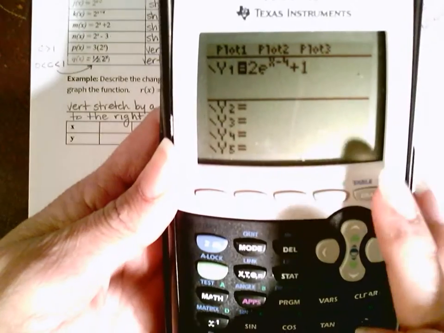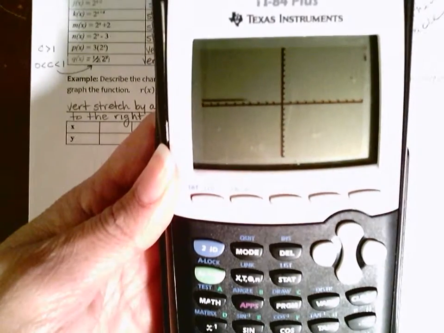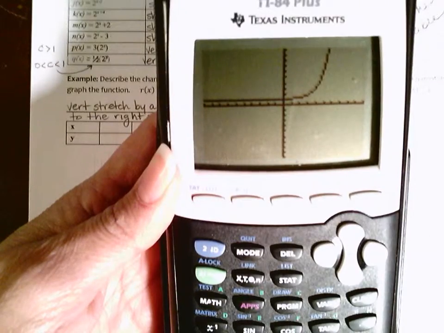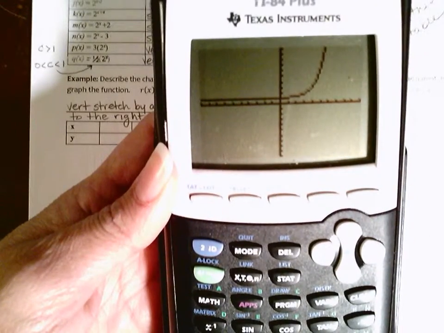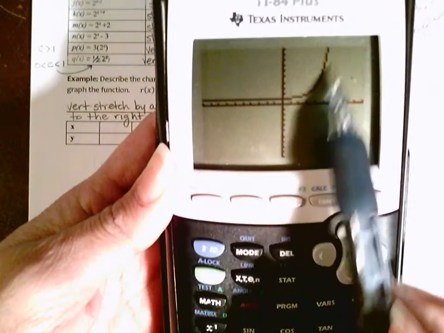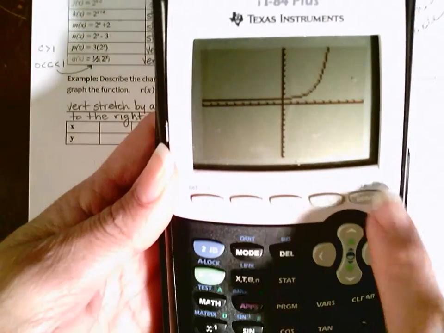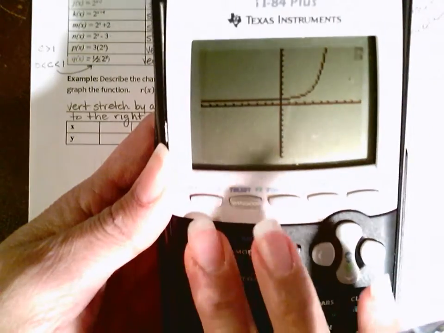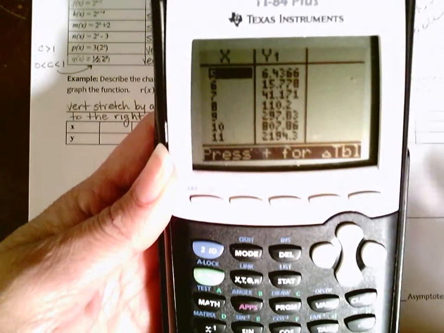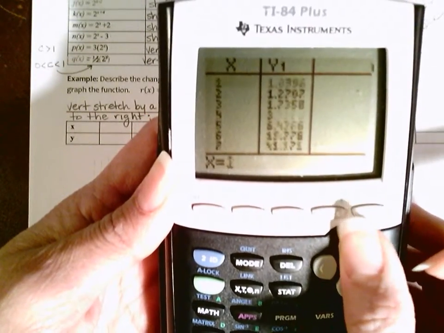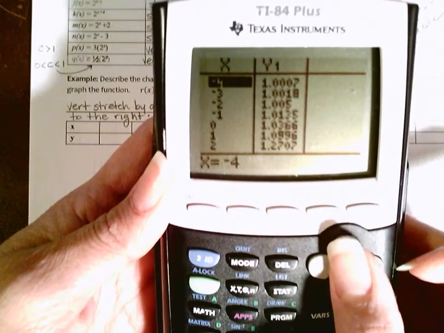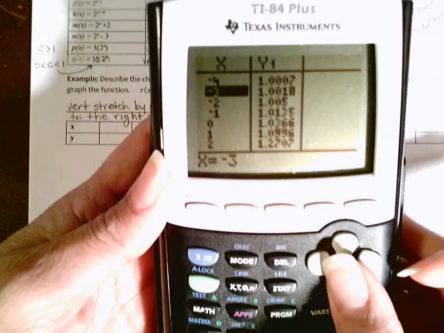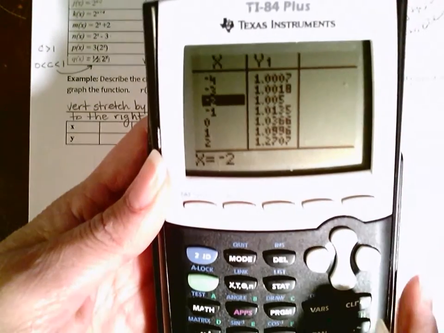Okay, so I'm going to graph it, so I'll have an idea of what I'm expecting. Notice the shape does not change. It's still an exponential growth problem. Alright, so there's our growth problem, so that's what it looks like. Right above graph, you'll see the word table. It's in blue. So I'm going to do second table, and bring up the table. And I'm going to pick some x values. I'm going to go back and start over here with the negatives. So -4, -3, let's start with -2, okay?